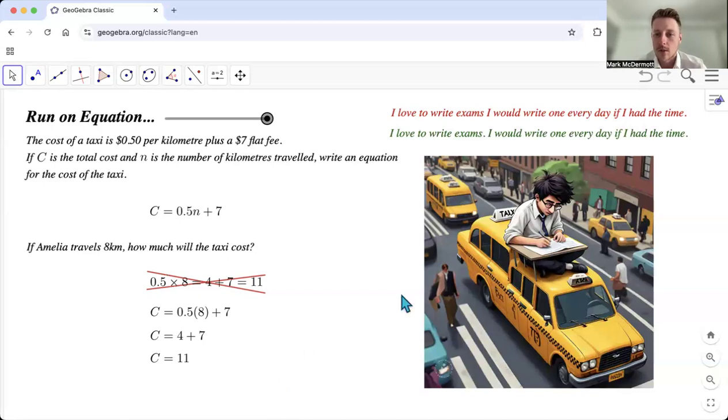So hopefully you can see how that's sort of similar to this run-on sentence here. We need to make sure that we're working down the page rather than across the page, especially when we're saying things are equivalent. Whenever we use that equal sign, we need to make sure that both sides actually equal each other. All right. Hopefully that clarifies things, and good luck.